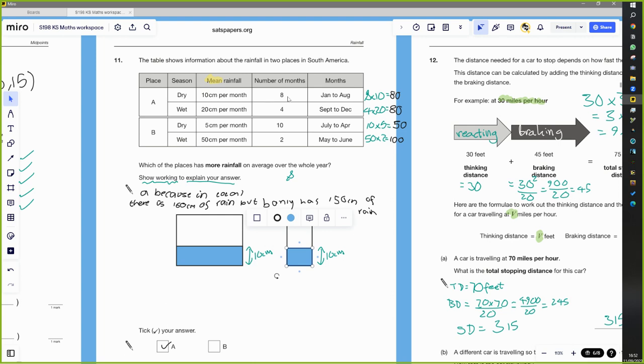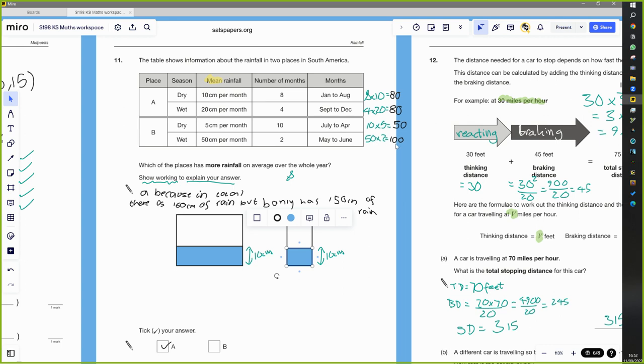So for the first one, what we did is we realized, well, in total over the 8 months, it's going to be 8 times 10, because it's 10 on average per month. So over the total of the 8 months, it's going to be 8 times 10, which is 80. For the 20 centimeters per month, it's going to be 20 times 4, which is also 80. And for this one, it's going to be 10 times 5, which is 50. Then the bottom one, 50 times 2, which is 100.